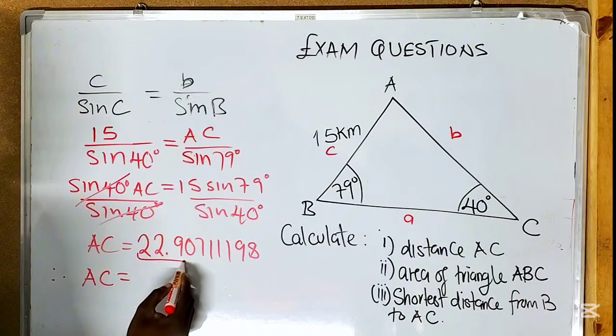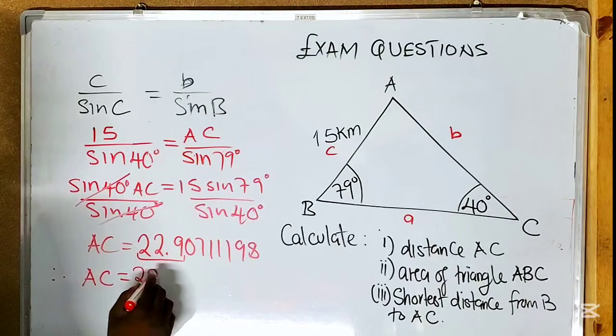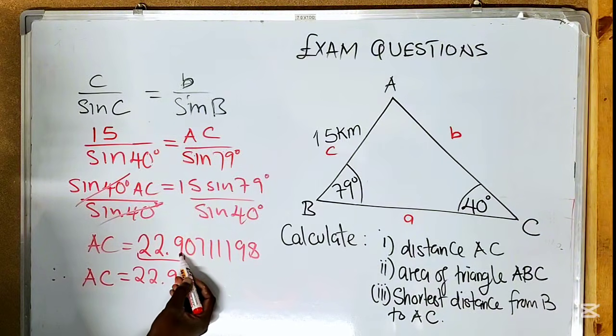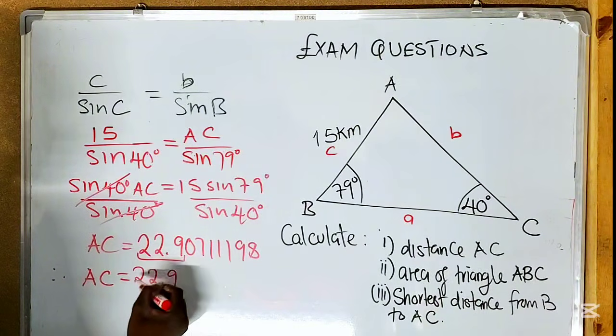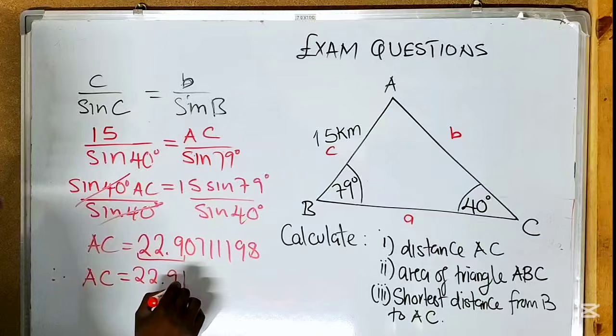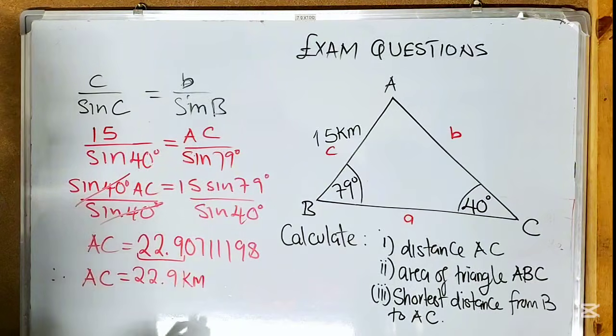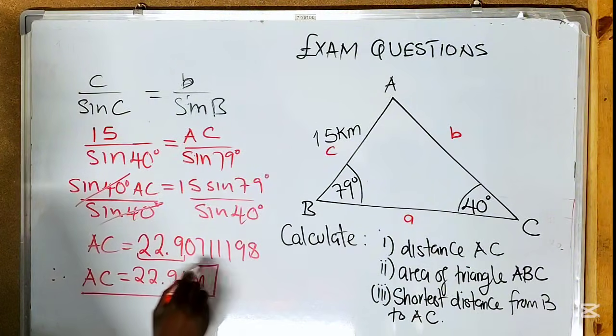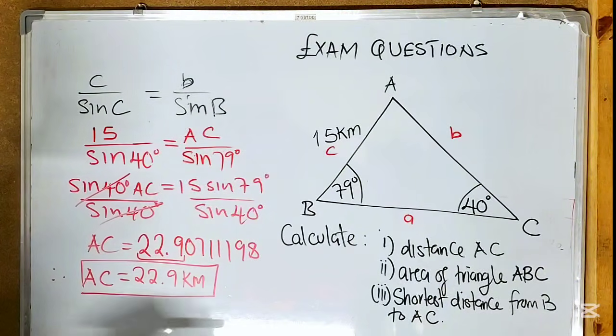So this would be 22.9, because this is the third significant figure and the number after this is 0. So we can't add anything here. Let's put the units, kilometers. Simple. All right. So this is the answer to the first question.